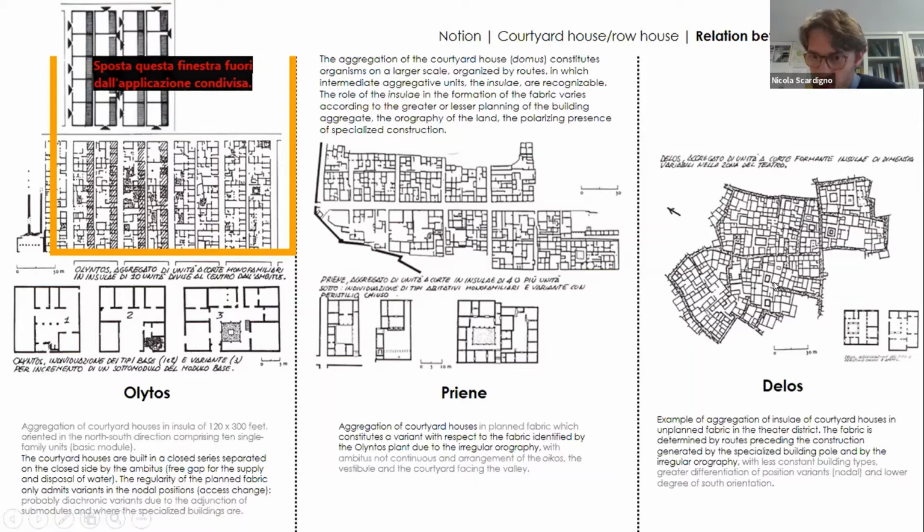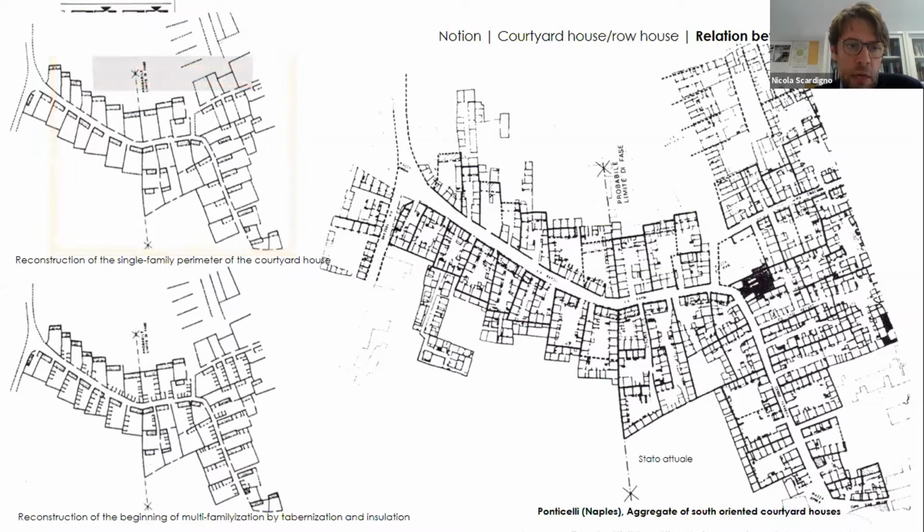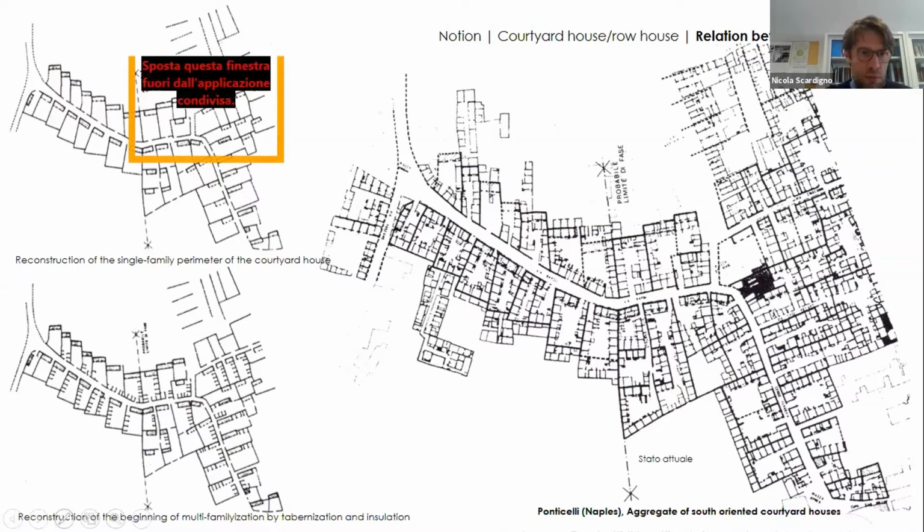Here an example of courtyard house fabric of Ponticelli, Naples, a reconstruction of the single family perimeter of the courtyard house. The process then goes on with the beginning of the multifamiliarization by tabernization and insulation of the space internal to the courtyard, up to the phenomenon of insulation, a complete insulation of the courtyard itself.